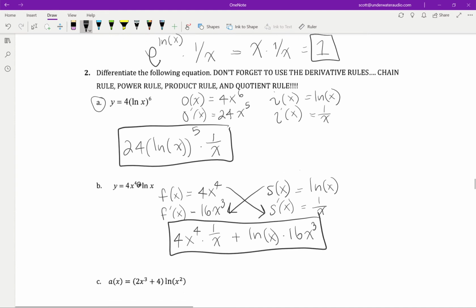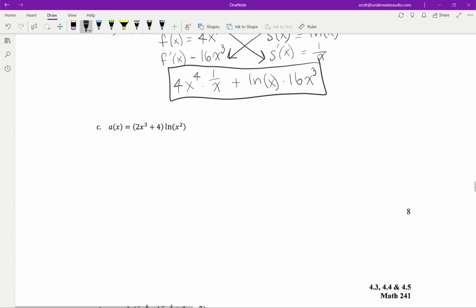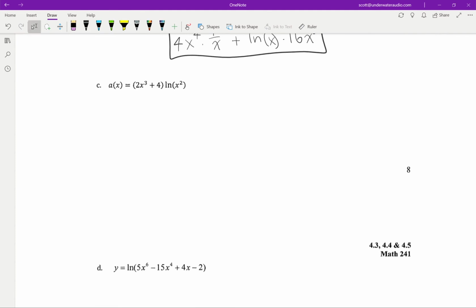Okay, so let's move on over to part C. So this also looks like a product rule. There's a little multiplication right there. So my first function is 2x cubed plus 4. The second function is the natural log of x squared. Okay, the derivative of the first is 2 times 3 is 6x squared. The derivative of 4 is 0.